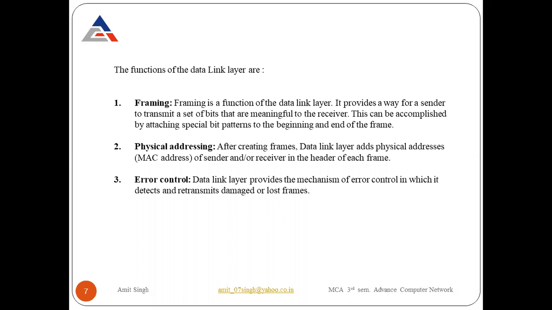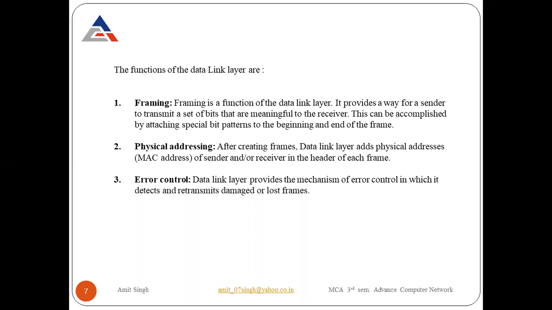Clear? Third is error control. It makes the data error free. The data link layer provides the mechanism of error control in which it detects and retransmits damaged or lost frames. There are a number of mechanisms from which they are able to know the damaged or lost data, due to the occurrence of an error. Whenever an error is there, it realizes the error, and that error causes some damage to the data. It can simply replace that damage.